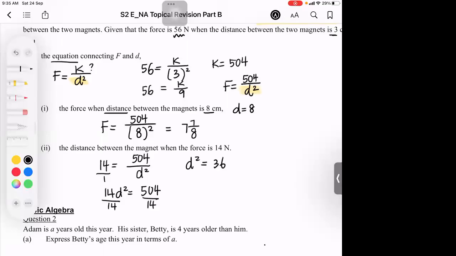When you take square root, D equals 6 or negative 6. But then when we have distance, it should not be negative. So its answer should be just 6.